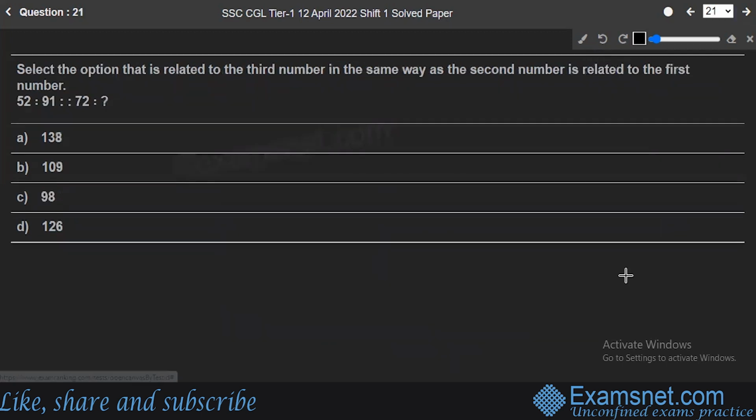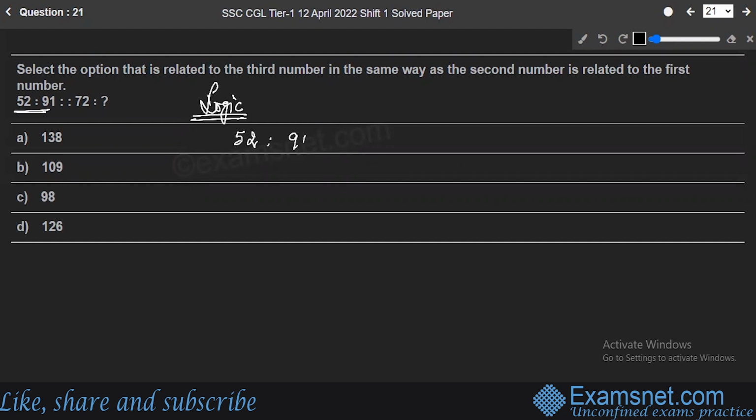Next question number 21. Select the option that is related to the third number in the same way as the second number is related to the first number. 52 is to 91 is related to 72 is to which number? The same relationship exists between these two pairs. So let's try to solve. In this question, you need to get the logic. If you get the logic, then you are done. Okay, and you have to find out the logic between these two numbers.